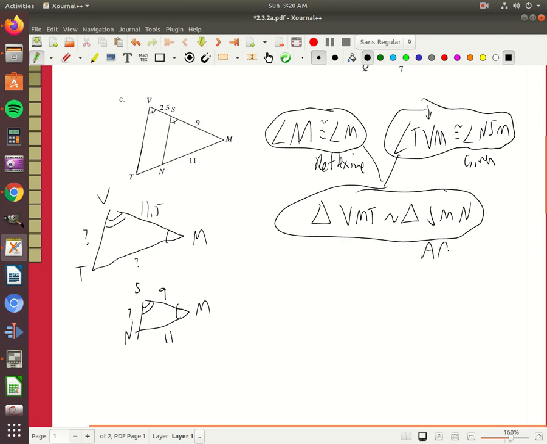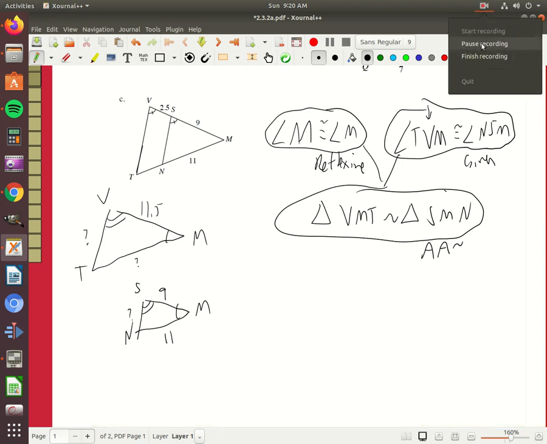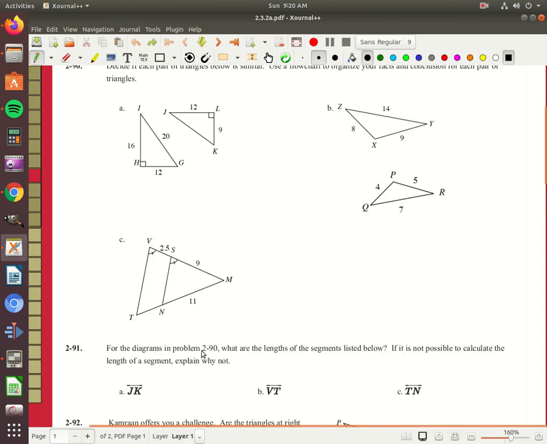And I know that's true because of angle-angle similarity. I will pause again to set up the next problem. For the diagrams in 290, find the missing lengths if you can. So no problem on JK. We had already discussed that this was the Pythagorean theorem.